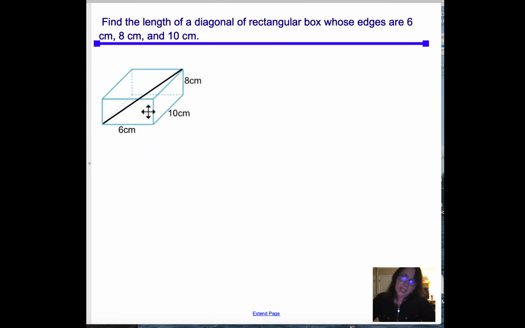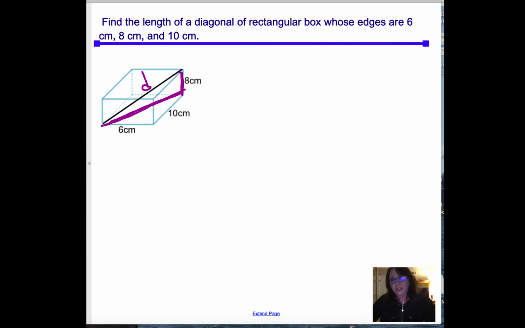For this problem here, we're trying to find the diagonal in this rectangular box. However, I don't have enough necessary information because I got 8. In order to find this diagonal, I actually need this length here.